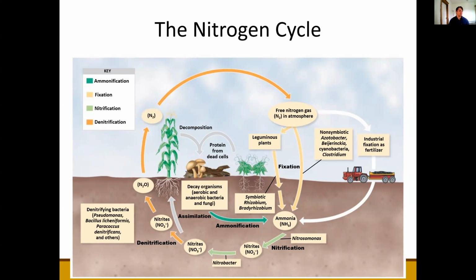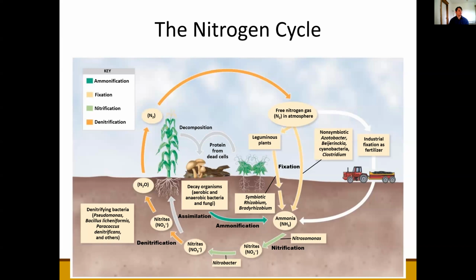There are 4 processes that we're going to talk about here. The first is ammonification, represented by the green over there. You start with your decaying organisms. In ammonification, almost all nitrogen in the soil exists in organic molecules, primarily proteins. When an organism dies, microbial decomposition results in the hydrolytic breakdown of proteins into amino acids. In a process called deamination, the amino groups of amino acids are removed and converted into ammonia, which is NH3. This release of ammonia is called ammonification.